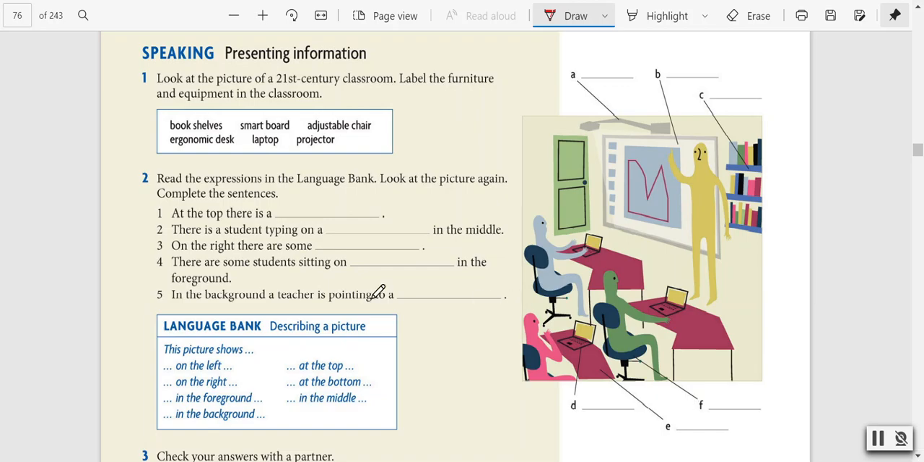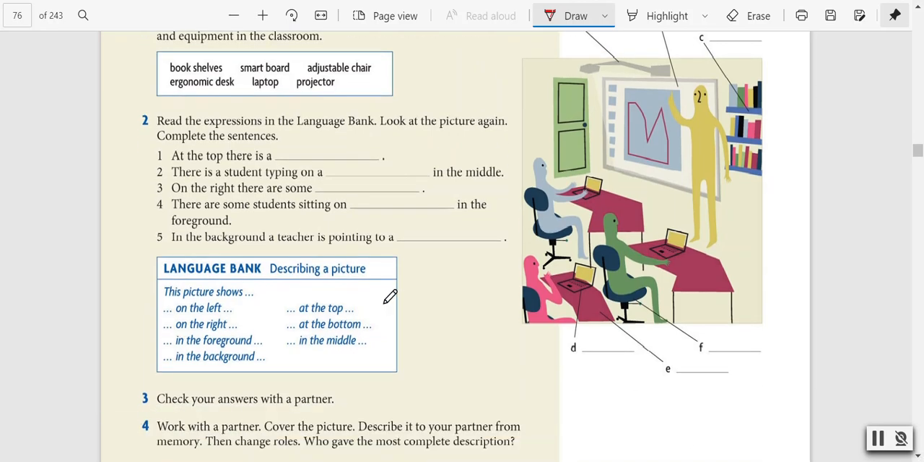And in here, in exercise number two, read the expressions in the language bank. Look at the pictures again and complete the sentences. Okay, in here in this language bank, look at this. Let's read it. In here we have some words, some expressions. Use it for what? For describing a picture. While we have the picture, we must describe this picture. Okay, and these expressions can help us.